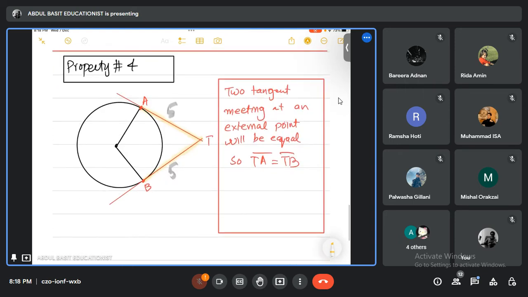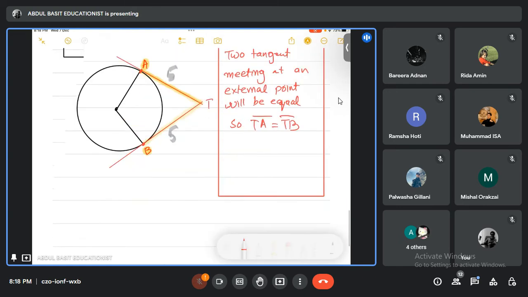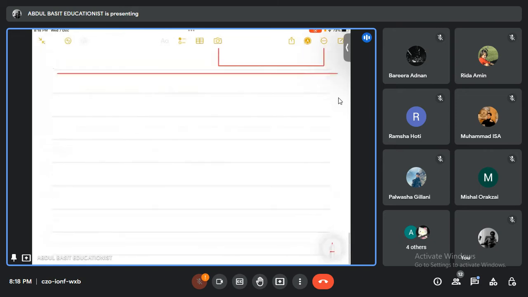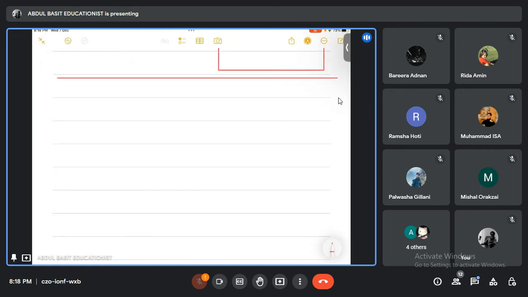Property number four, that two tangents meeting at an external point will be equal. So we can say that two tangents are drawn from the point T, touching the circumference of the circle at point A and at the second point B. So it means that both lengths, T to A and T to B, will be equal. Now I'll be explaining the angle properties of circle, and they are very interesting. So try to understand, okay? Inshallah, whenever we solve the questions, we'll start from the basic, then proceed toward the intermediate, then go toward the advanced level.